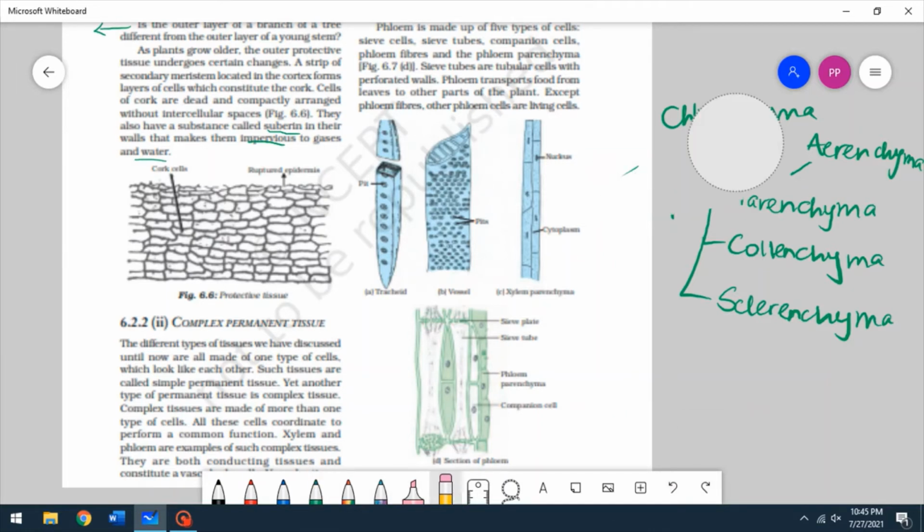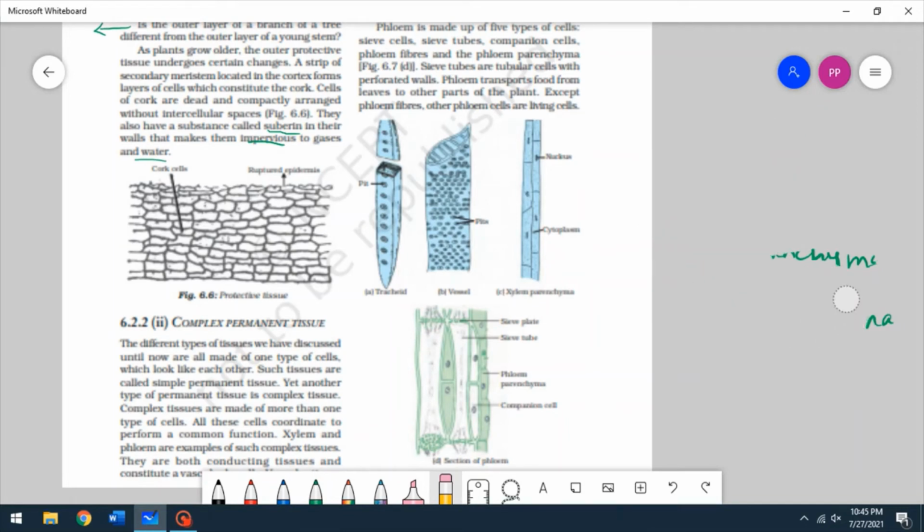I'm just going to get rid of this because I need to write about complex permanent tissue over here mostly. Okay, so the different types of tissues that we have discussed until now are all made up of one type of cells which look like each other. Such tissues are called simple permanent tissue, and another type of permanent tissue is the complex tissue. Complex tissue can be classified as xylem and phloem.